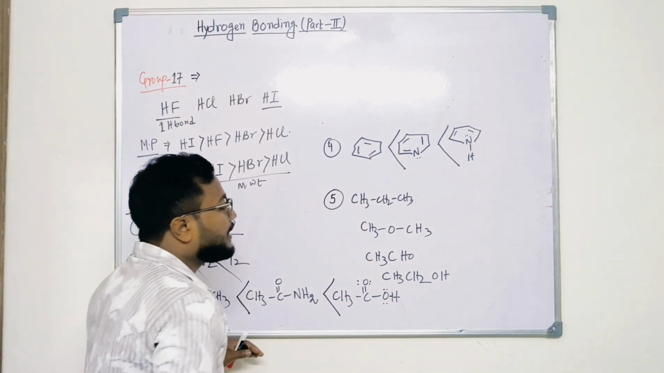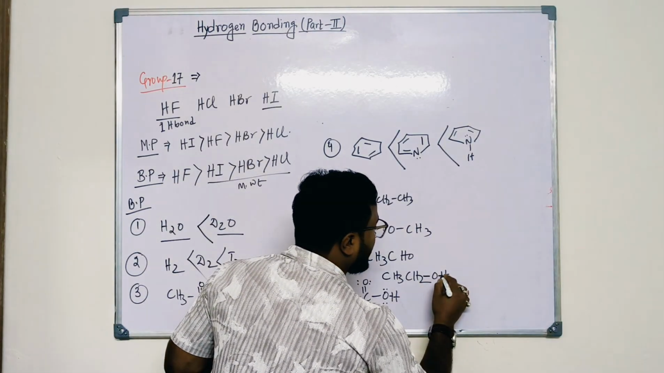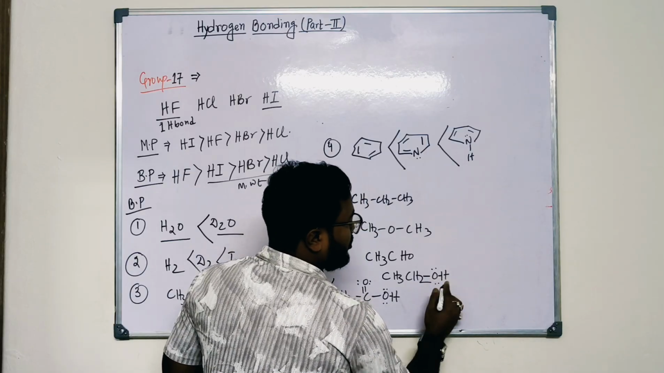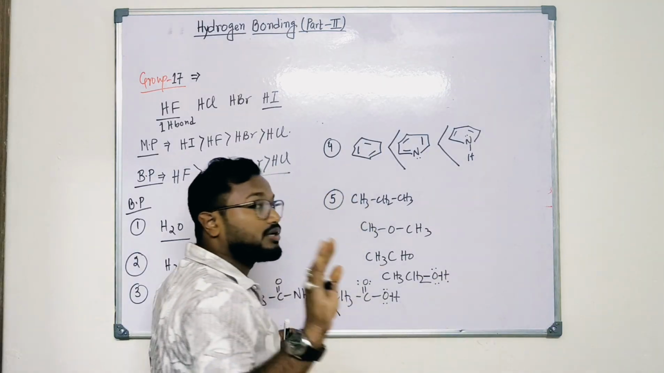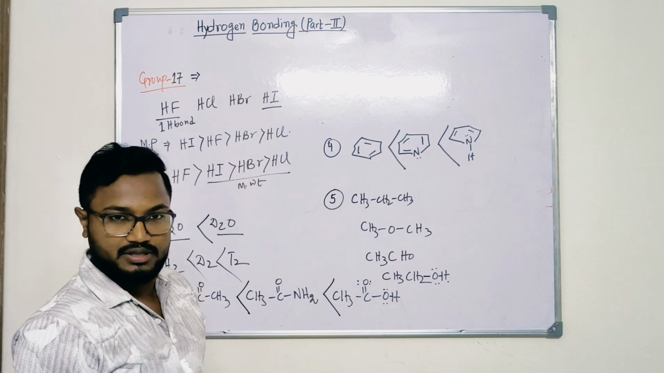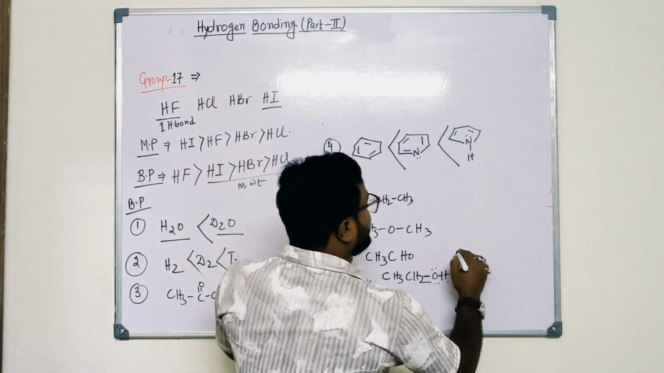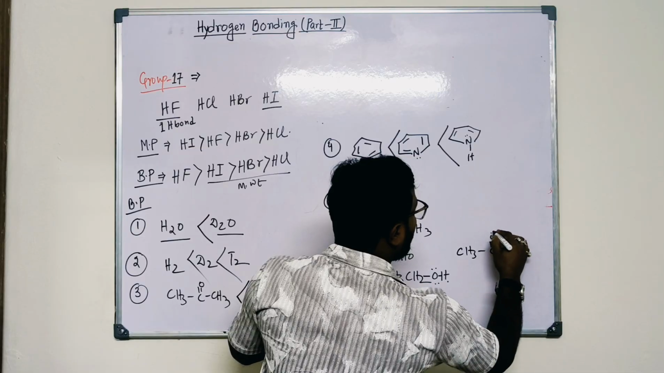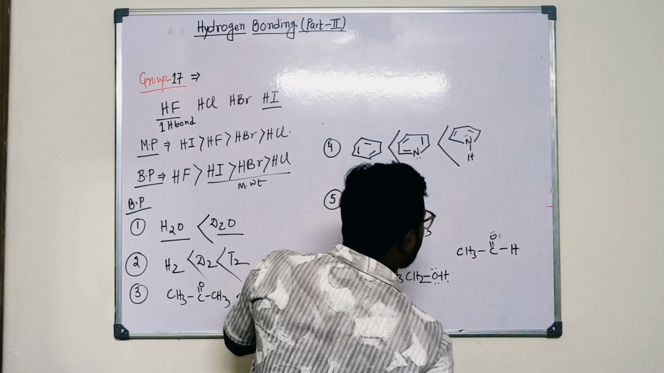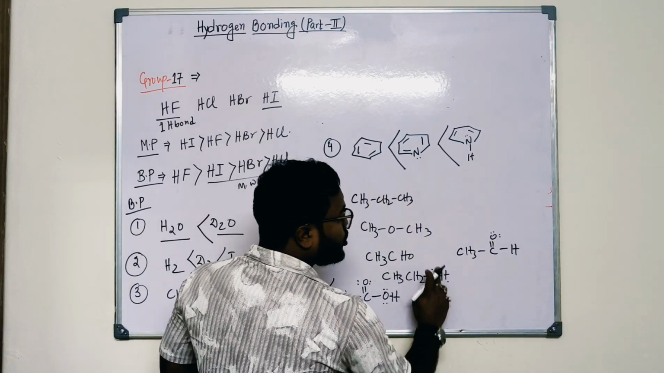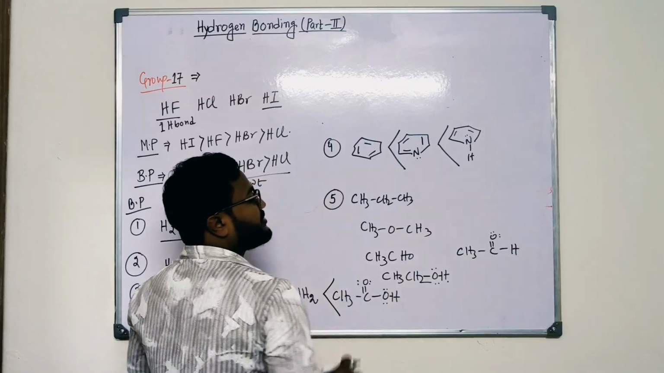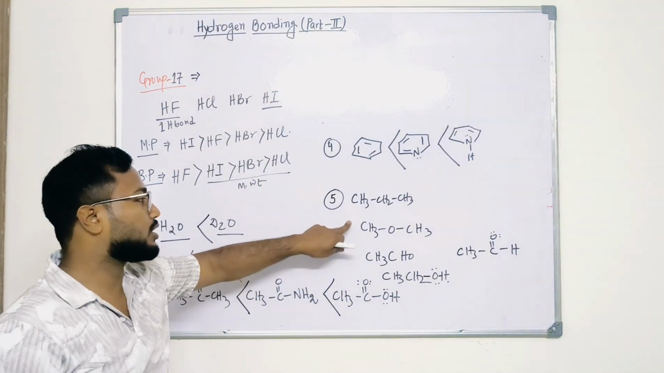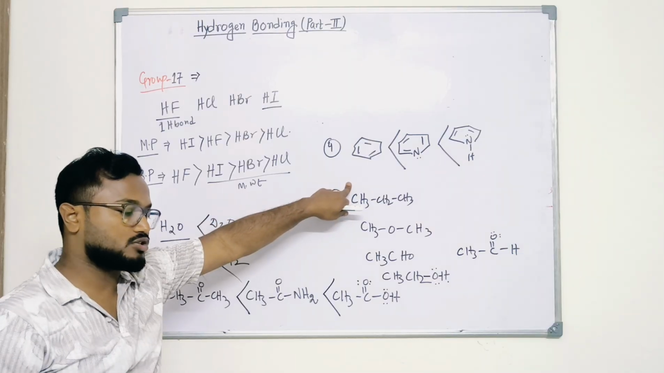Let's compare. In this case, OH is connected. You can see 1, 2, 3, 4. So 2 lone pairs on oxygen and 1 hydrogen, so 3 hydrogen bonds can be observed in this compound. If you draw CH3CHO, CH3-C double bond O single bond H: 1, 2, 3, 4. So 2 and 1, 3. In this case also 2 and 1, 3. Here, CH3OCH3, there is no chance of hydrogen bonding. And here also no chance of hydrogen bonding.